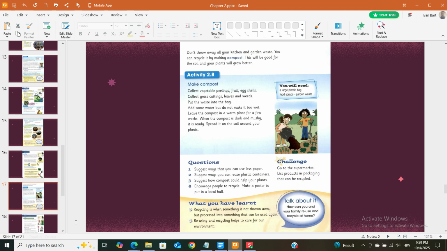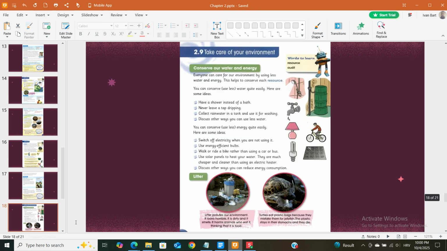What you have learned. Recycling is when something is not thrown away but processed into something that can be used again. Reusing and recycling helps to care for our environment. Challenge. Go to the supermarket. List products in packaging that can be recycled. Talk about it. How can you and your family reuse and recycle at home?